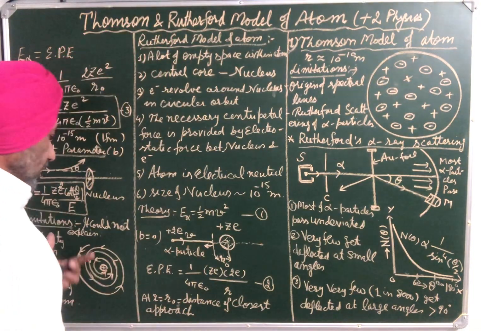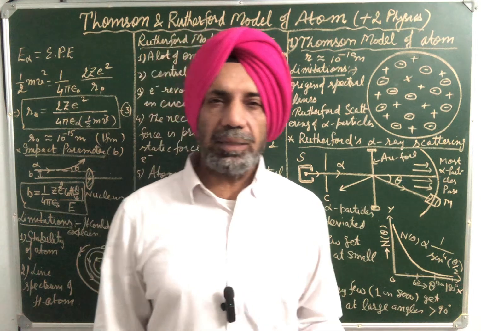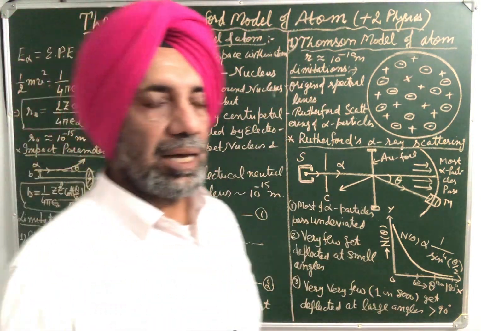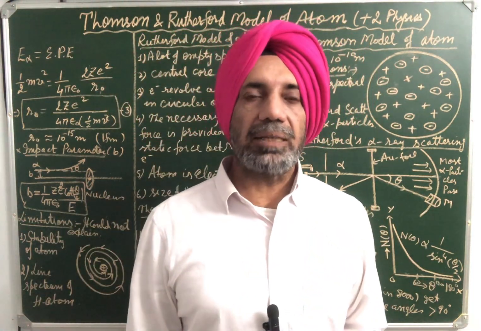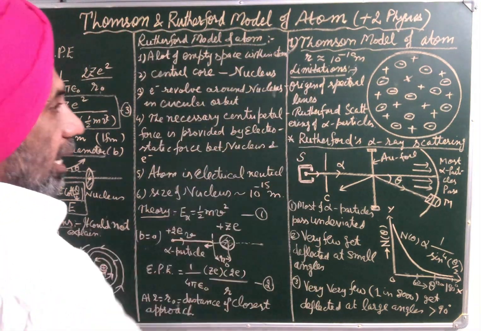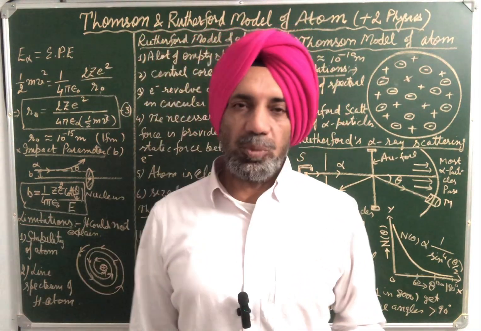So these are the two limitations of the Rutherford model of atom. Number one, it could not explain the stability of the atom, and number two, it could not explain the line spectrum of the hydrogen atom and some other atoms. So this is all about the Rutherford and Thomson model of atom. In the next video, I will discuss Bohr's model of atom.